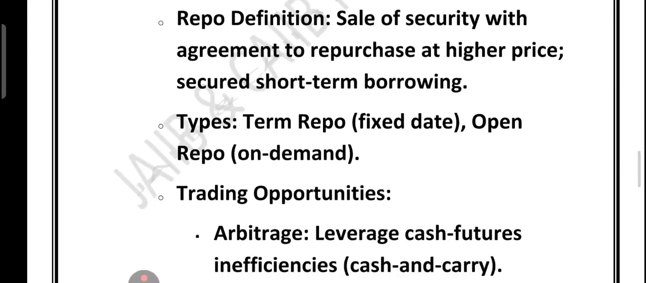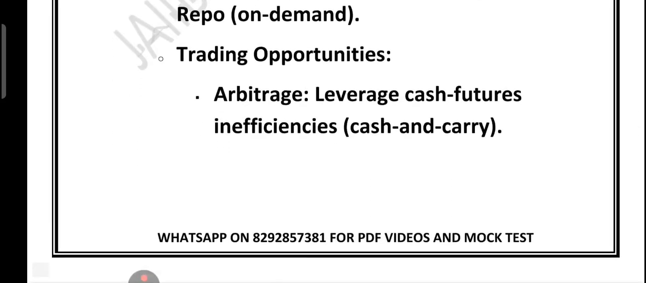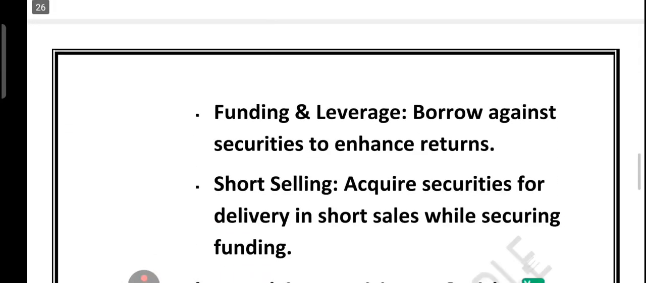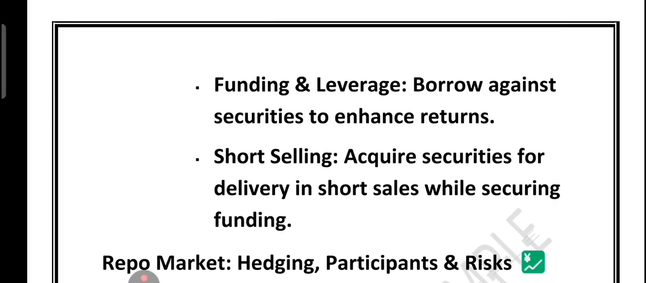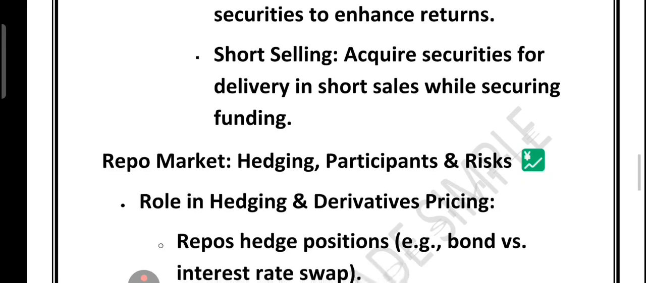There are two types: term repo and open repo. Term repo gives you a fixed date for repurchase. Open repo is a kind of on-demand repurchase. Opportunities it provides: arbitrage, where you exploit cash-futures inefficiency. The second opportunity is funding and leverage, which means you borrow against security to enhance the return. The third opportunity is short selling, which means you acquire security for delivery while securing funding via repo. So repo trading offers liquidity, leverage, and arbitrage opportunity with minimal credit risk.